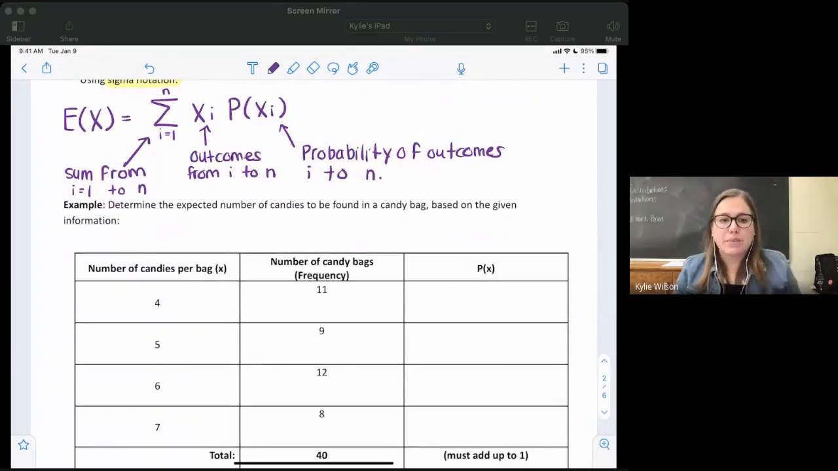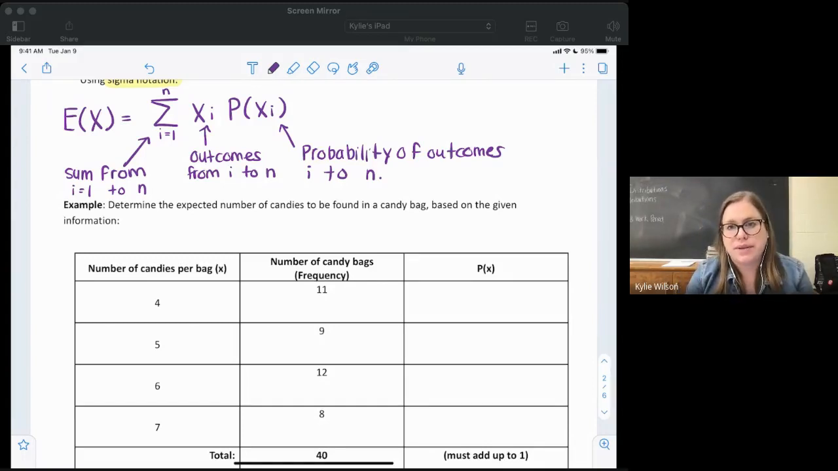So the next thing that we're going to do is we're going to start with an example. And we're going to start working with our expected value just to give you a little bit more of an idea of what it is, how it works, all of that stuff. So our situation here, we want to determine the expected number of candies to be found in a candy bag based off of the given situation.